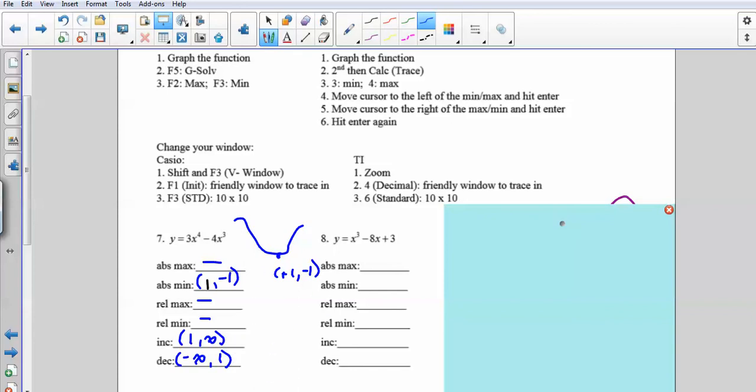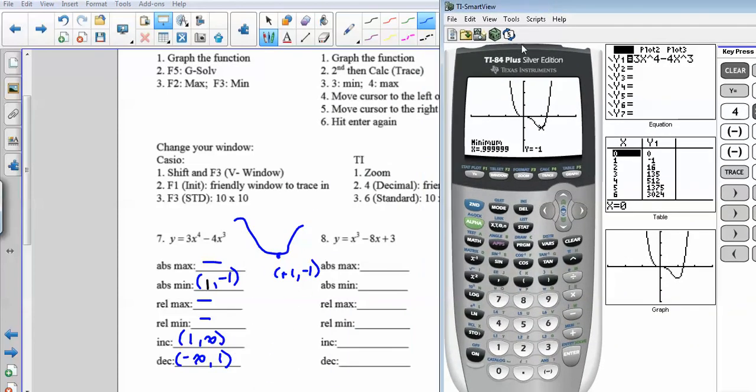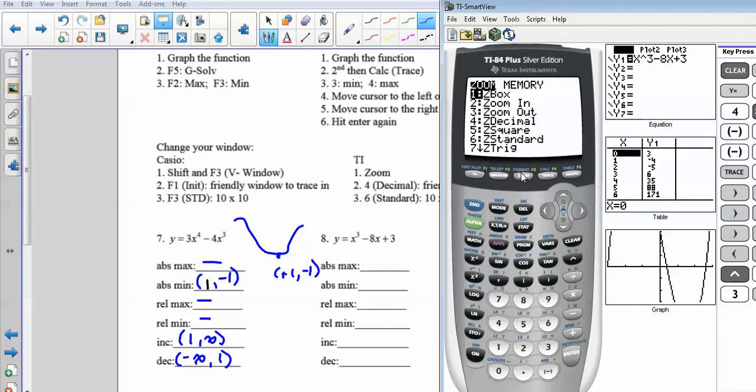All right, let's graph the second one. Press y equals and clear out what you had, and we have x to the 3rd minus 8x plus 3. Take a look at the graph. I think we're going to find our window's too small now, so I'm going to go back to Zoom Standard. Press Zoom and choose 6, the standard window.